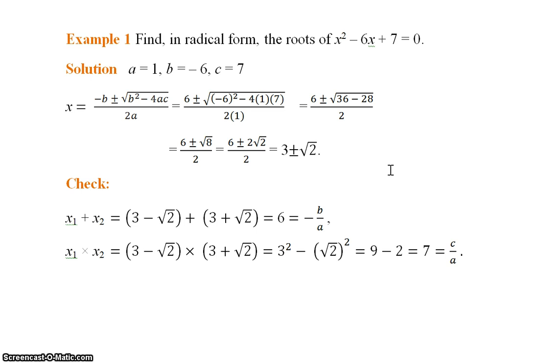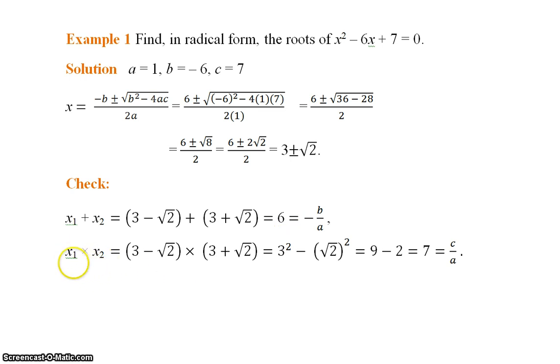Let us check the solutions. Let us find the sum of the roots. We have to add 3 minus square root of 2 and 3 plus square root of 2. Minus square root of 2 and plus square root of 2 cross out. 3 plus 3 is 6. And 6 equals minus b over a, because minus b is minus minus 6, which is plus 6. Divided by 1 would be 6.